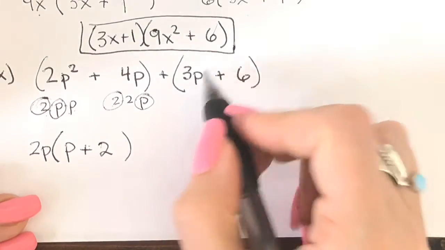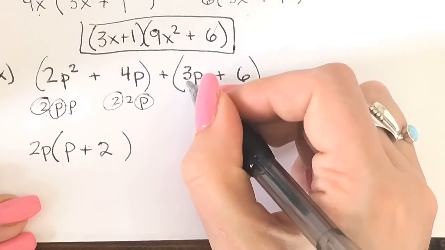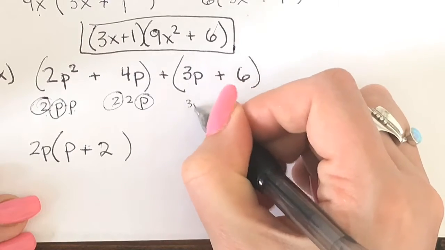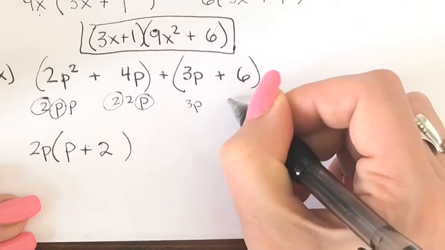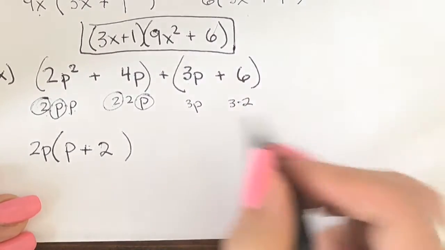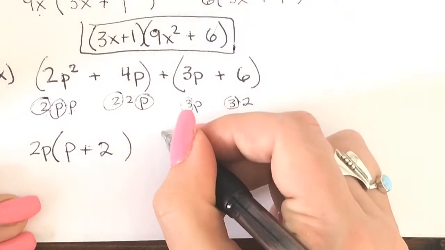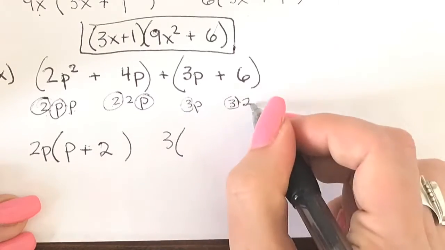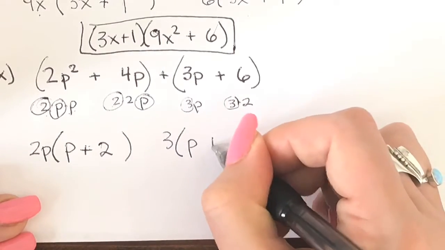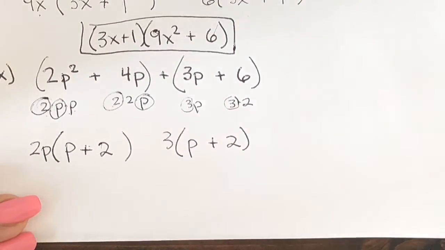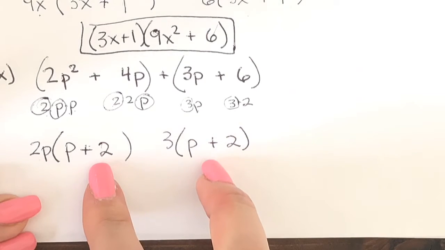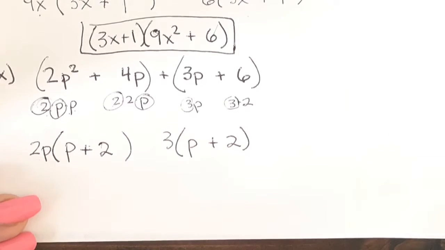Let's look at this group. On this one, we have a 3 and a p. Can't really break that apart at all. But 6 I can write as 3 times 2. So we see that our common factor is just the 3. So that 3 comes out front. The leftover part, the p, and then the plus 2 come inside. And we see again, as our check, both of the insides match, p plus 2 and p plus 2. So that means we did it right.